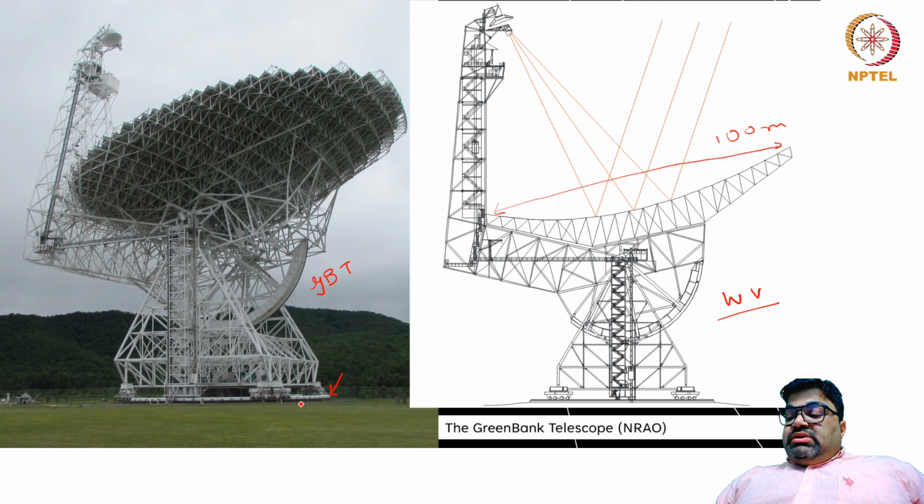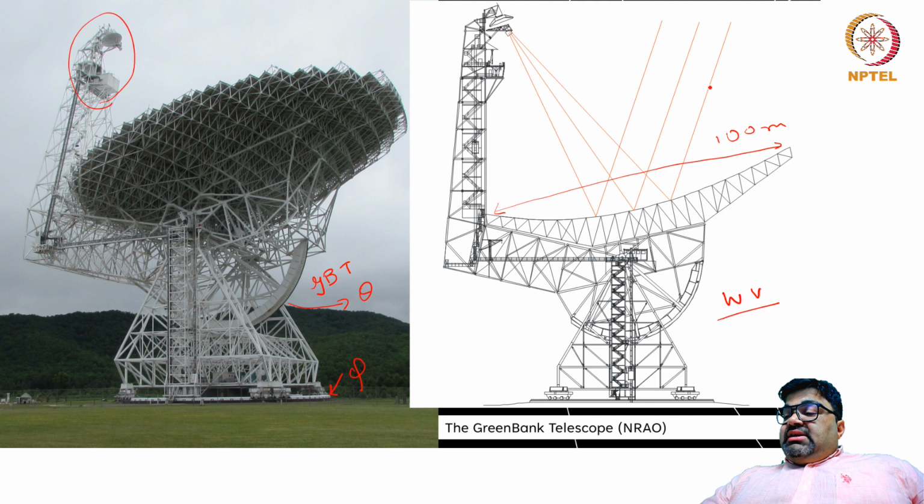You can see, as we already discussed earlier in the lectures, you can rotate in azimuth through the motors over here, and in elevation with the motors over here. So that's the two rotations. You can move in any direction. There was this entire feed assembly which we discussed earlier.